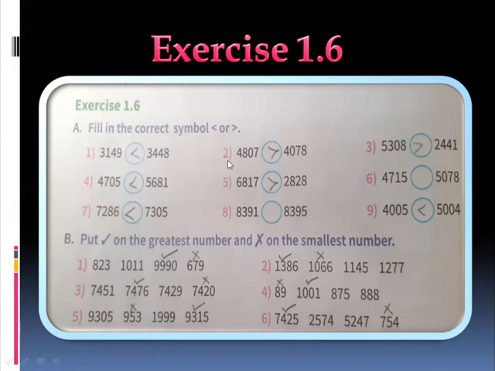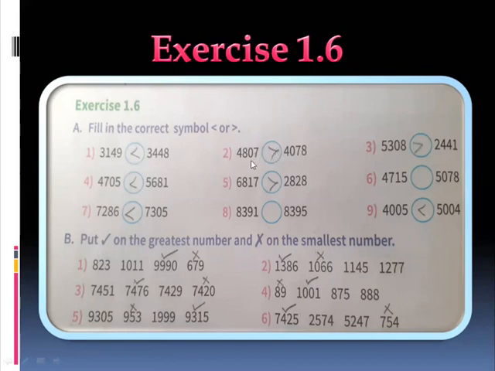Understood now? Second one, see, 4,807 dash 4,078. Here also, in the thousands place 4 is there, but in the hundreds place here 8 is there, here 0 is there. Now, is 8 bigger or is 0 bigger? 8 is the biggest number, right? So 4,807 is greater than 4,078. Okay, this one is the greater than sign. The first number is greater than the second number, right? So here you have to put the greater than sign.